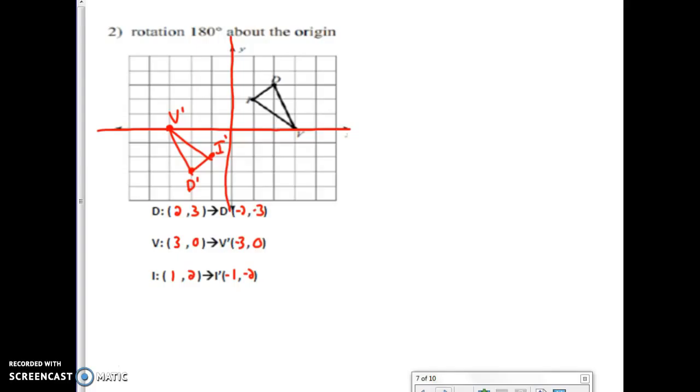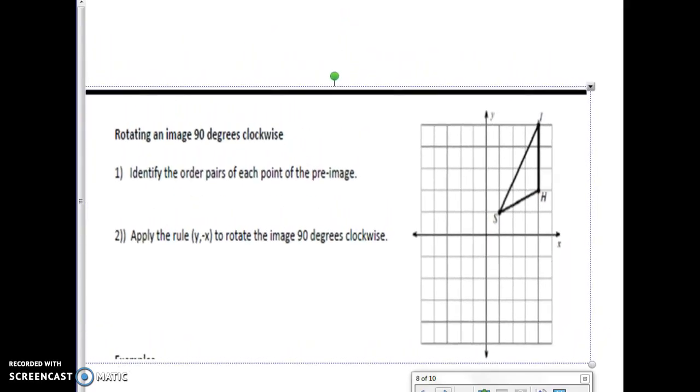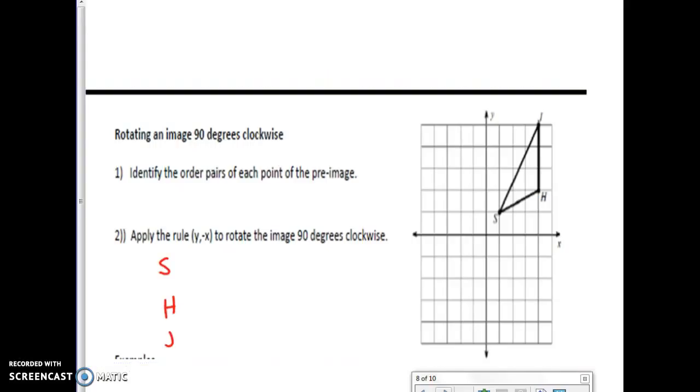So let's jump into another type. This is rotating something 90 degrees clockwise. It's very similar to what you guys were doing before. The same basic ideas. So the first thing that we're going to do is identify the ordered pairs for my pre-image. So I have S, I have H, and I have J. So I'm writing down what those ordered pairs are.